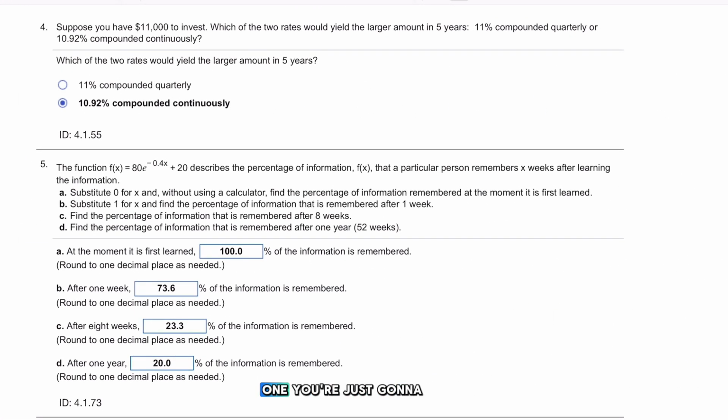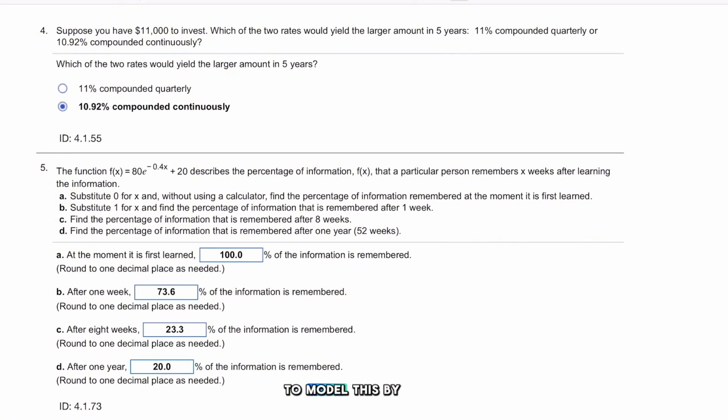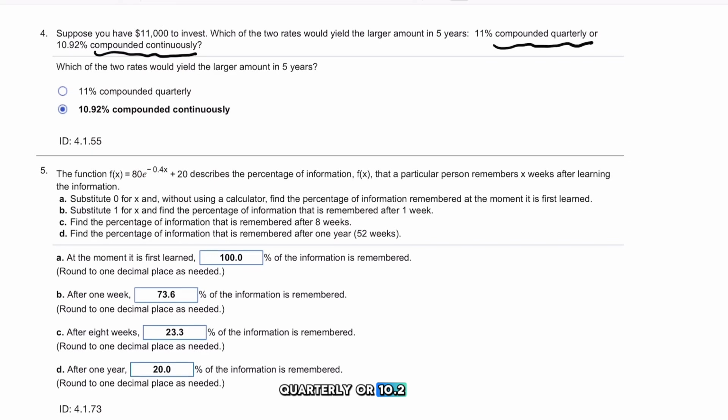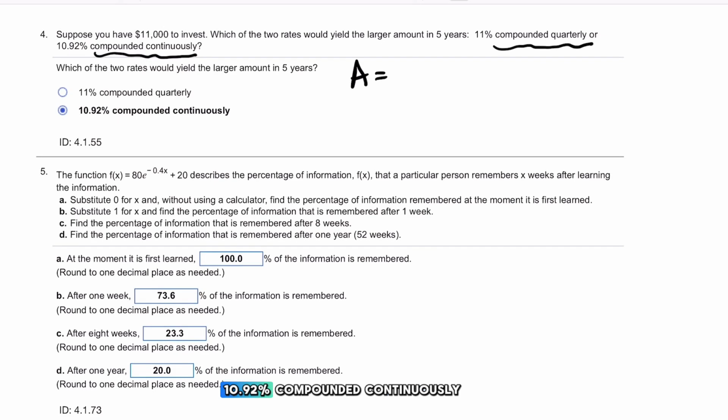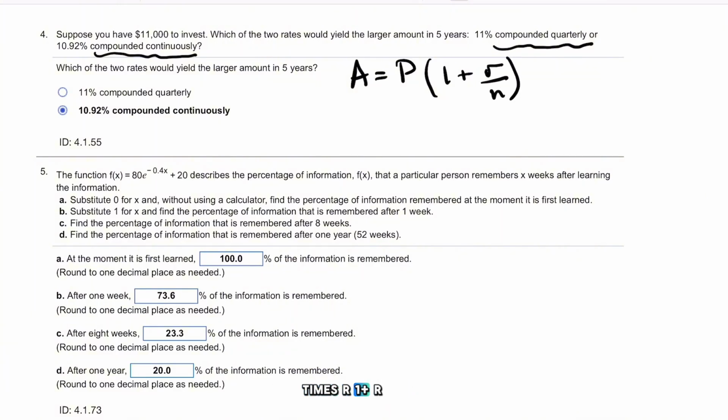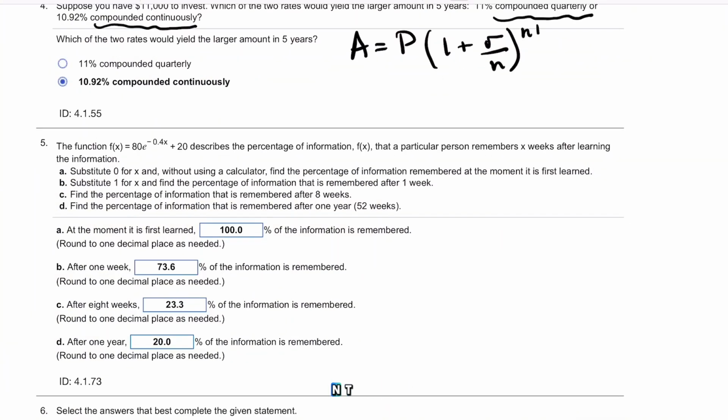And then for this one, you're just going to use the example as what to model this by. So suppose you have $11,000 to invest, which of the two rates would yield the larger amount in 5 years. You have 11% compounded quarterly, or 10.92% compounded continuously. So you use the formula A equals P times 1 plus r over n to the nt.